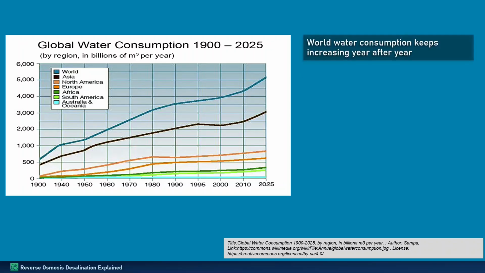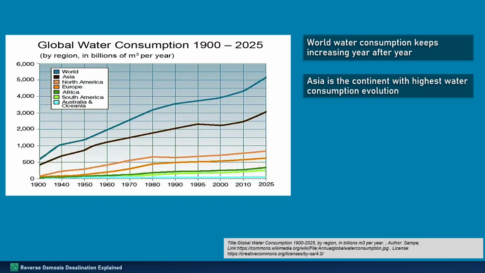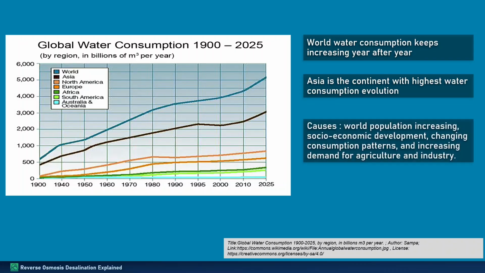Studies show that world water consumption has been increasing year after year. Between 1900 and 2000, Asia was the continent with the highest water consumption evolution. Its water consumption was multiplied by 4. Also during the period, the world water consumption was multiplied by 8. This is mainly due to the world population increasing, socio-economic development, changing consumption patterns, and increasing demand for agriculture and industry.